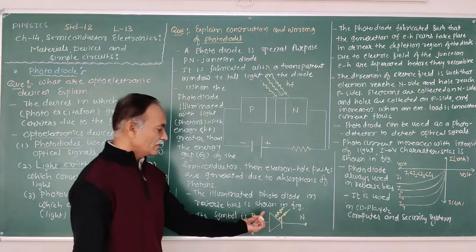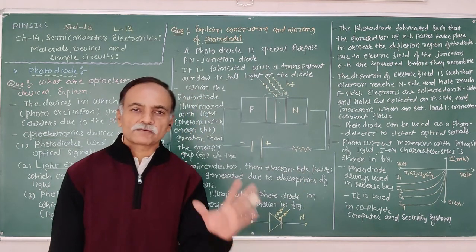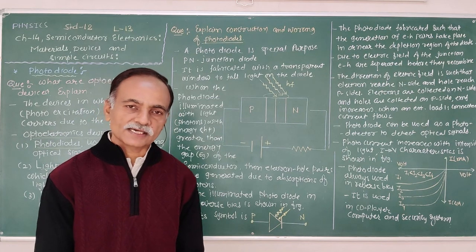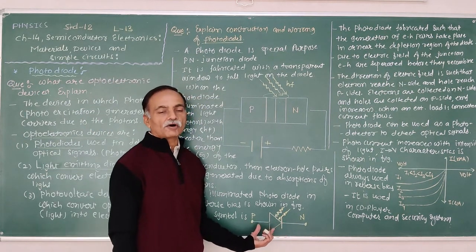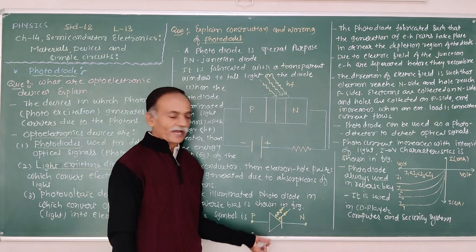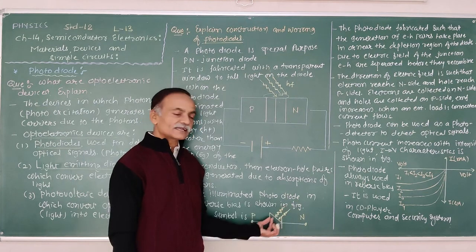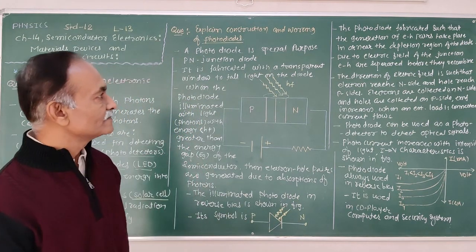If this arrow is in the outward direction, then that is the symbol of a solar cell. We will discuss that later. First, the symbol of the photodiode: it is the symbol of the p-n junction diode plus the incident light, which must fall on the p-n junction diode.